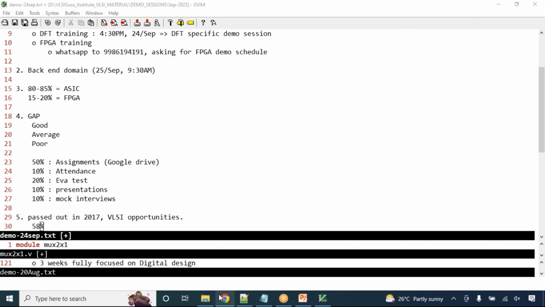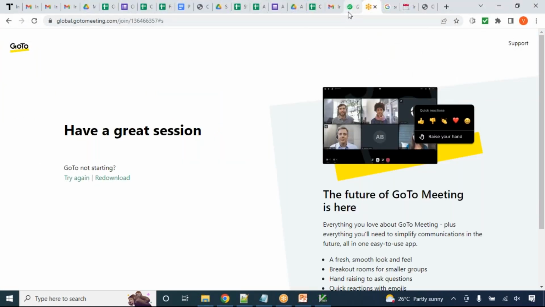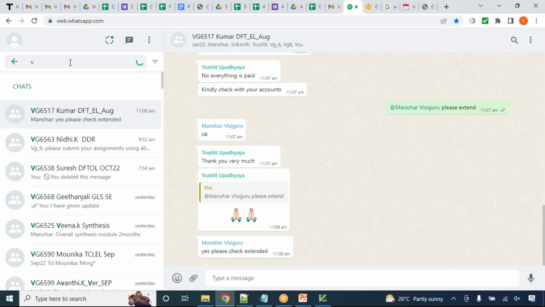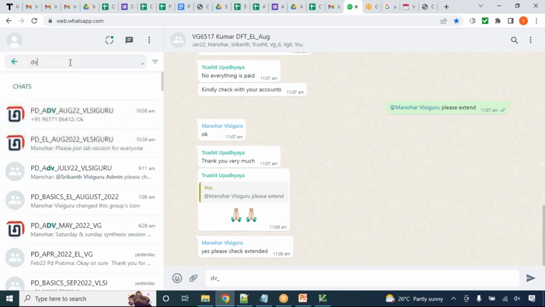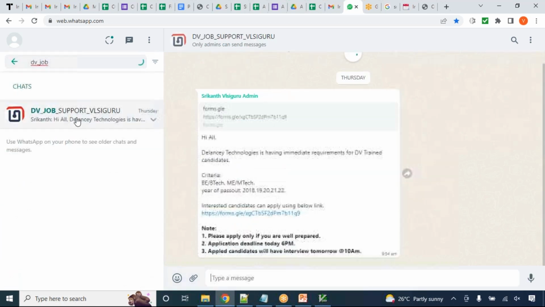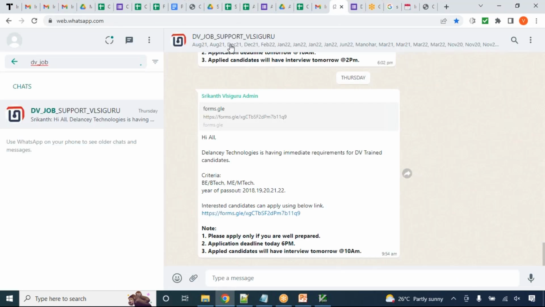For placement support, we create one WhatsApp group for every domain. Let's say a DV job support group. See, this is a company which came, I think, 2 days back. They had requirements for design verification. This group has all the students from the design verification domain. Someone who joined in August 2021, someone in January 2022, March 2021, November 2020, right?